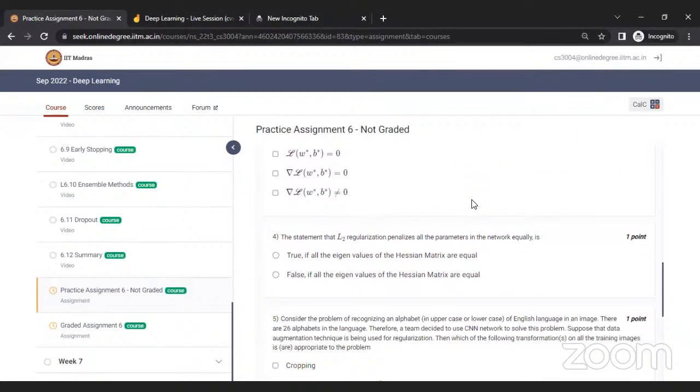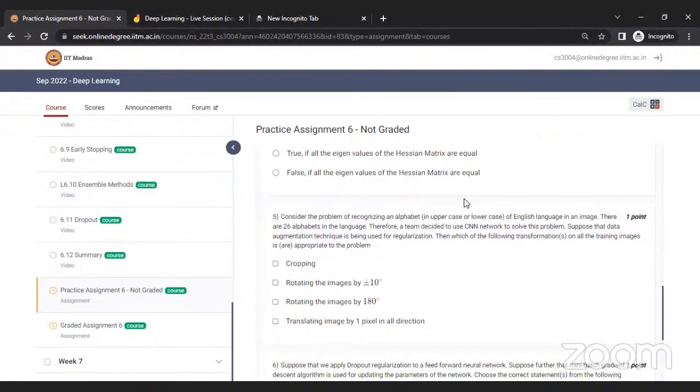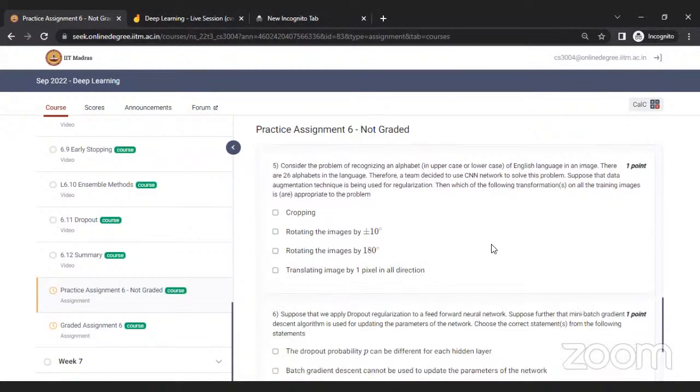And sorry, one more. Question number 5. Here, as I explained in the CNN, if we can rotate to not 180, plus minus 10 is okay. Even cropping is okay. But how is this option correct? Translating image by 1 pixel in all directions. Sir also mentioned this in the lecture. Oh, it is. Yes, sir. Sir mentioned this. Okay, then I maybe missed this sentence. We got a bigger image.